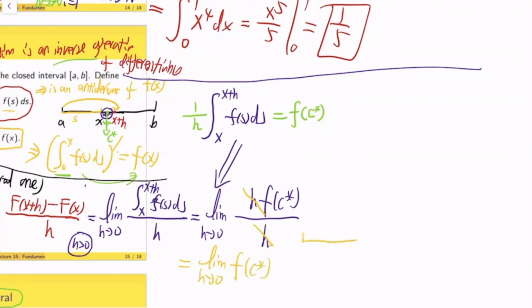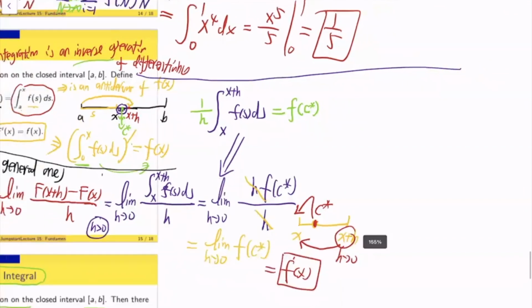But let's recall what c star is. C star is something between x and x plus h. So if h goes to 0, this interval will shrink to x. Then of course this will force c star to also go to x. Obviously we get the final answer, which will be f(x).